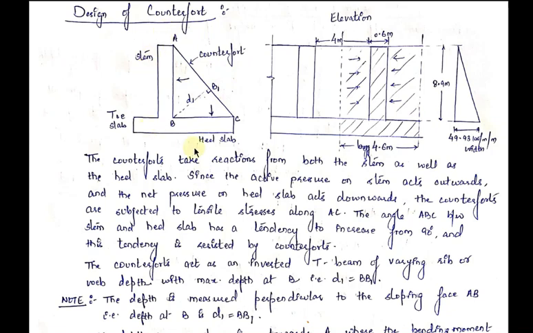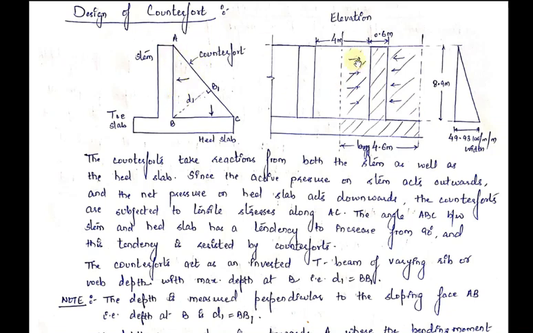Now, if you look at this section from this side, it will look something like this. So this is the elevation of the wall when you are looking at it from this side. This is the heel slab, this is the counterfort, and these panels are of the stem portion. Now the counterfort acts as an inverted T-beam of varying rib.